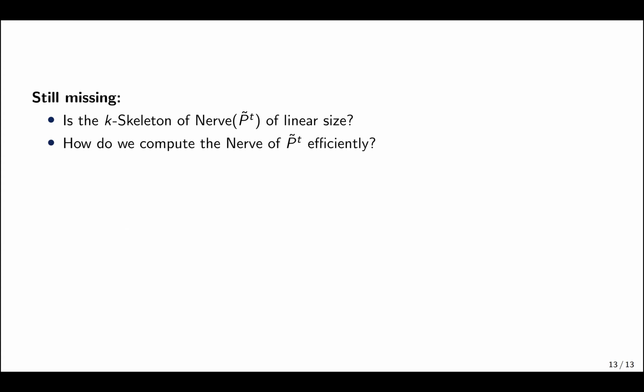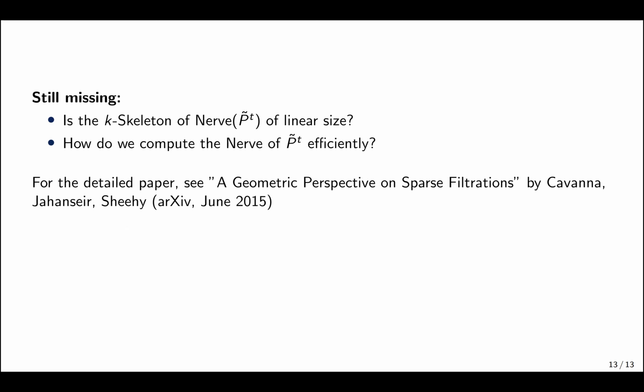What's still missing to make this into a good theory is, of course, the computational aspect. So we need to see that the k-skeleton of the nerve is actually of linear size. And we have to see that we can compute this nerve efficiently, meaning in also somewhat linear time. And this is done in my source material, A Geometric Perspective on Sparse Filtrations by Cavanna, Jahanseir, and Sheehy, which can be found online, and I will also put it in the video description.